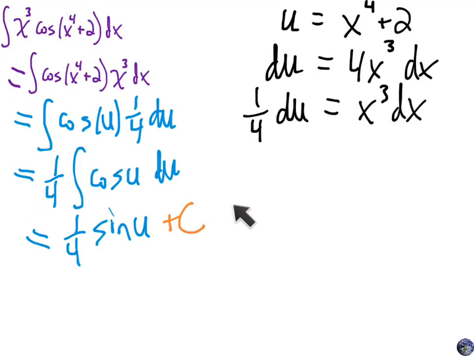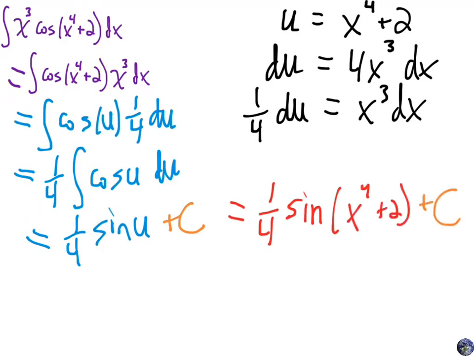But we can't leave our answer like that, because the original question didn't have u's in it. It was just with x's. We made up the u ourselves to be able to see how to do this integral. So we actually have to write the final answer only with x's. So 1/4 sine of, and I just replaced the, sorry, I'm having pointer issues today. We replaced the u with x to the 4th plus 2, because that's what it's equal to. Now everything's back in terms of x's, as desired.